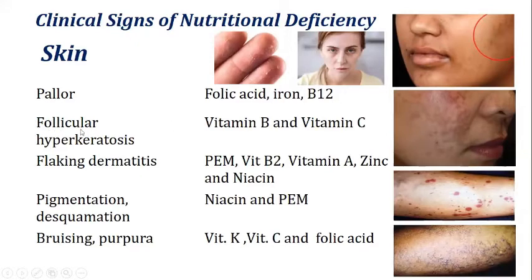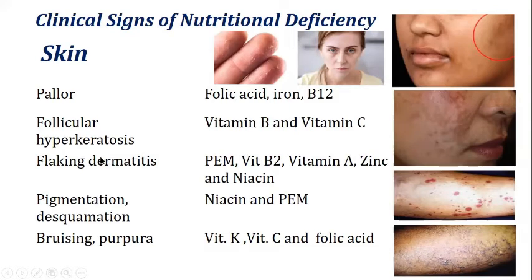And follicular hyperkeratosis is this condition. This means high keratin accumulation in the follicles, the beginning of the hair. So it may be due to vitamin B and vitamin C deficiencies.